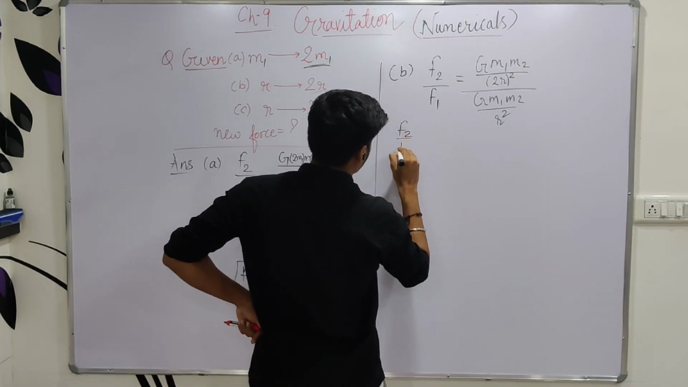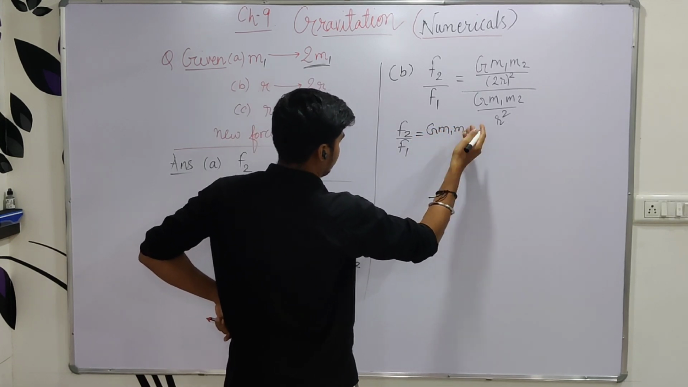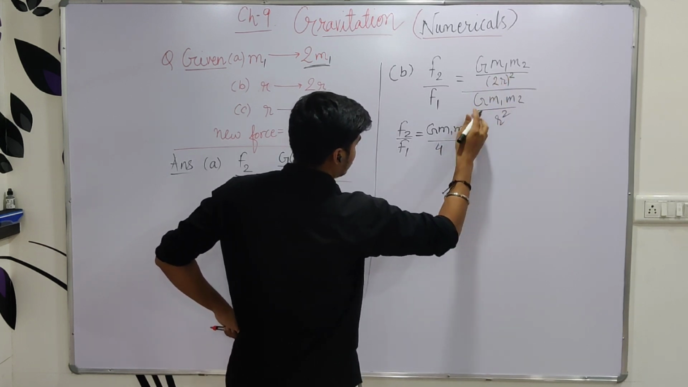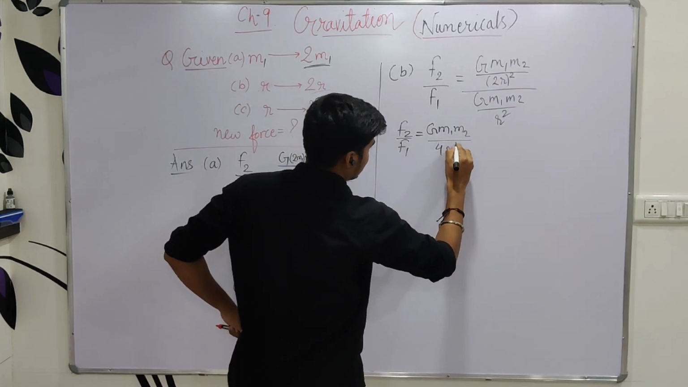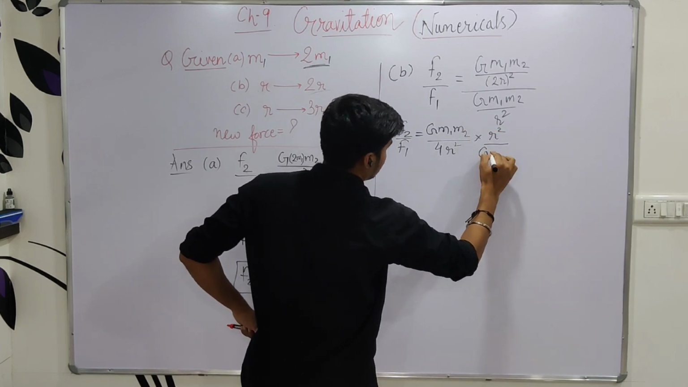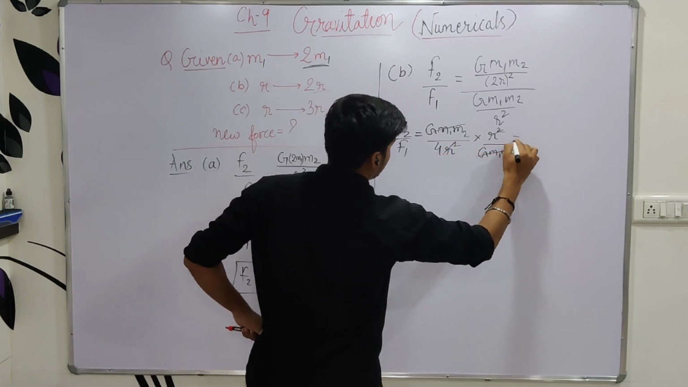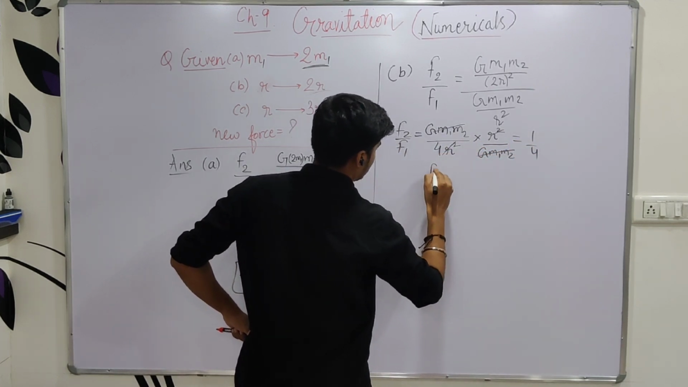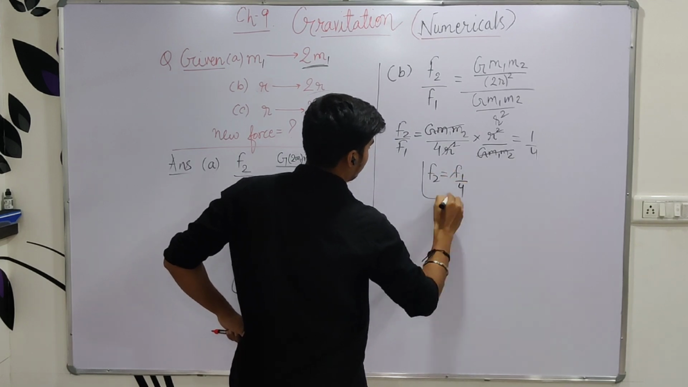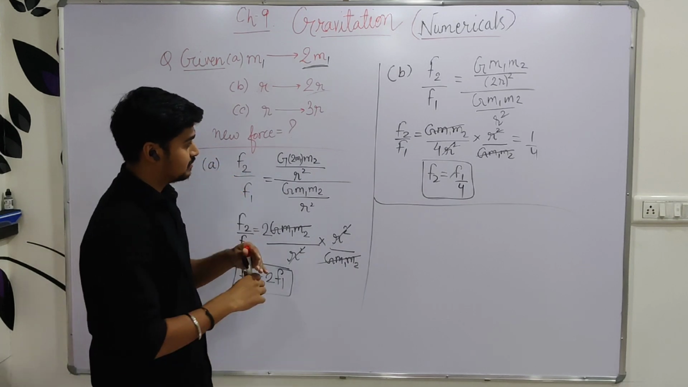So what I will get, F2 by F1 is equal to, if you want you can directly cancel from here, but just to simplify it, 2r whole square will be 4r square into, flip this, will get r square upon G m1 m2. This will be cancelled, this will be cancelled. I will get 1 by 4, which is nothing but F2 is equal to F1 by 4. So the new force will be 1/4 of the initial force.